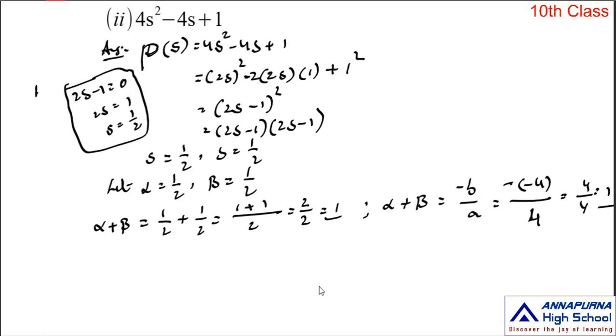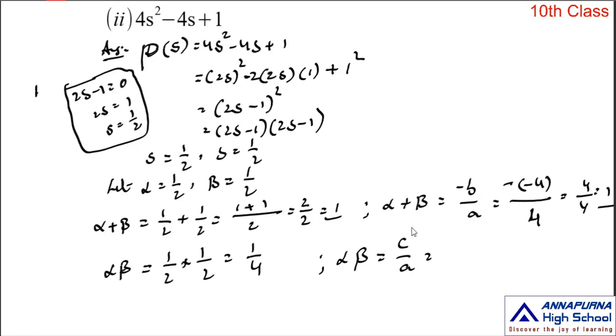Okay. Now the product of the zeros, alpha into beta, is equal to 1 by 2 into 1 by 2, which is equal to 1 by 4. And from the polynomial, the product of the zeros is equal to c by a. That means the constant. Here what is the constant? 1 by 4. Both are the same. That means here also the relation is verified.